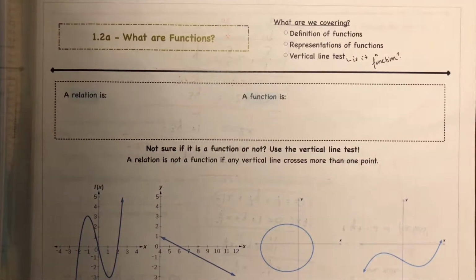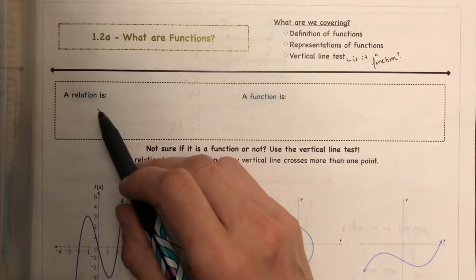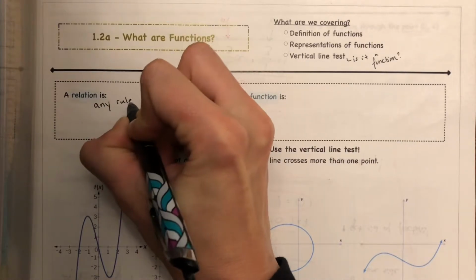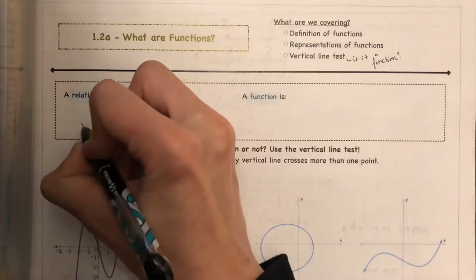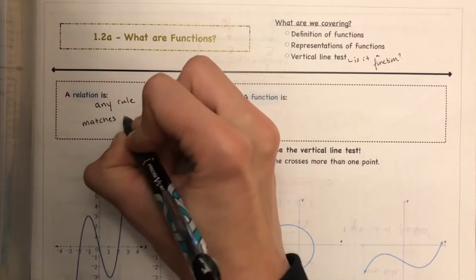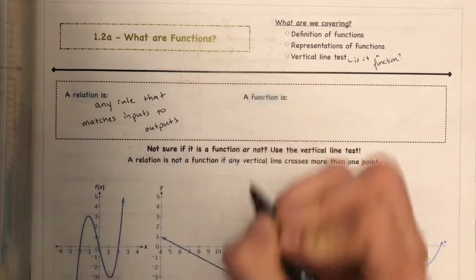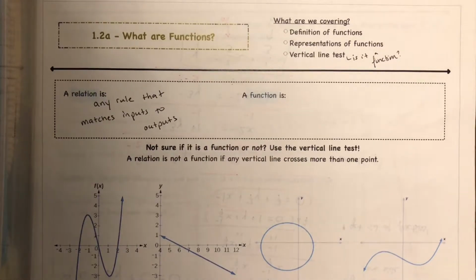To get this going quick, in order to define a function, it's useful for us to define a relation. A relation is actually just any rule that matches inputs to outputs. It could be a rule that is linear or quadratic, or even a simple rule like when I give you the letter E, you move it up 4 in the alphabet: E, F, G, H, I. That could be a relation. It doesn't have to be numbers. It's just anything where we're taking 2 different sets of things and coming up with some kind of rule between them. So very, very flexible.